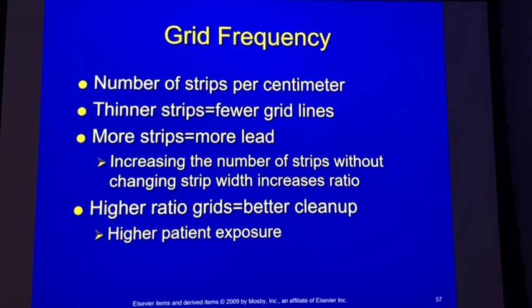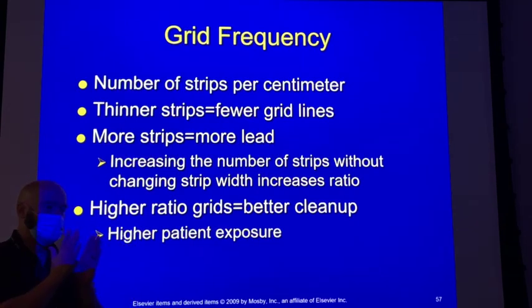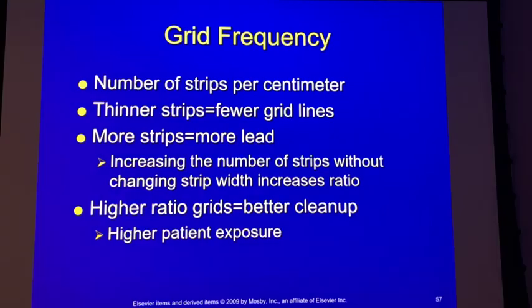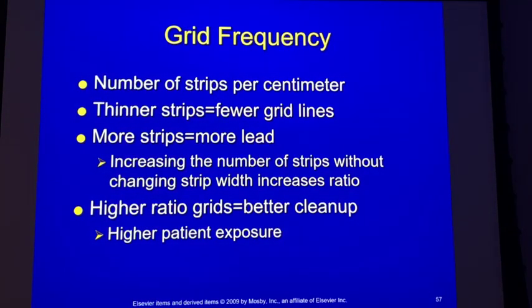Grid frequency is, just as the name suggests, how frequently one of these lead strips occurs. So grid frequency is the distance: if you have a grid with an increased grid frequency, you have a decrease in distance in between the grid strips. It's how frequently they occur. And most of your grid frequencies are going to be a very high number, like 178 grid strips per centimeter or per inch or something like that.